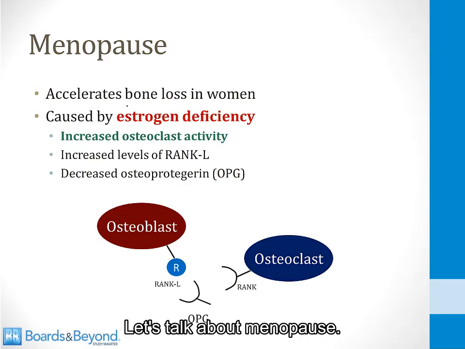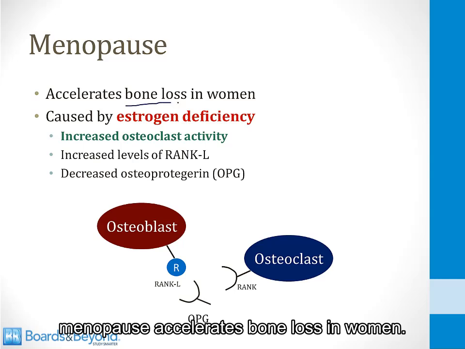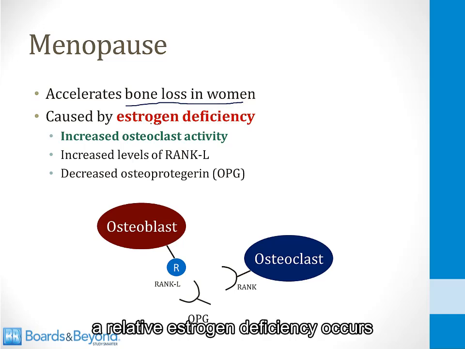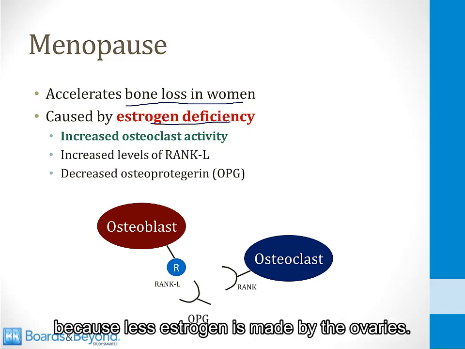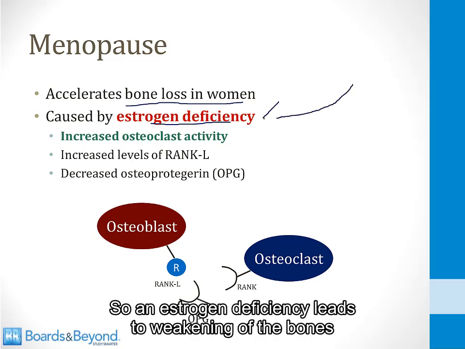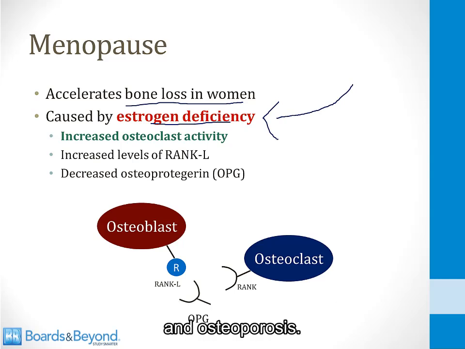Let's talk about menopause. As I told you before, menopause accelerates bone loss in women, and the reason for this is because at menopause, when women stop ovulating, a relative estrogen deficiency occurs because less estrogen is made by the ovaries. In the video on bone biology, I talk about how estrogen leads to strengthening of the bones, so an estrogen deficiency leads to weakening of the bones and osteoporosis.